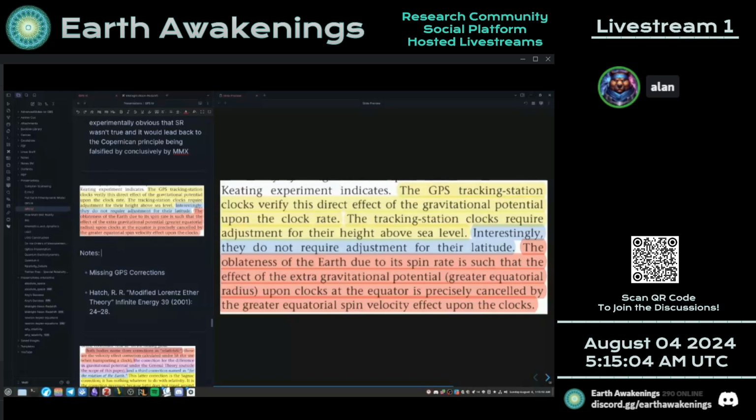So here we have the GPS tracking station verifies this direct gravitational potential effect upon the rate of a clock. The GPS tracking station requires all clocks to have an adjustment for their height above sea level. Interestingly, they do not require an adjustment for their latitude. The oblateness of the Earth is due to the spin rate, such that the effect of the extra gravitational potential, the greater equatorial radius upon the clocks at the equator, is precisely canceled by the greater equatorial spin velocity of the clocks.